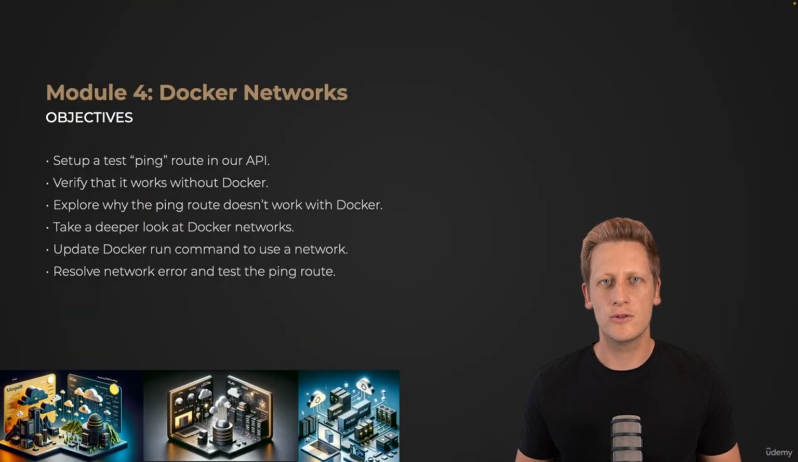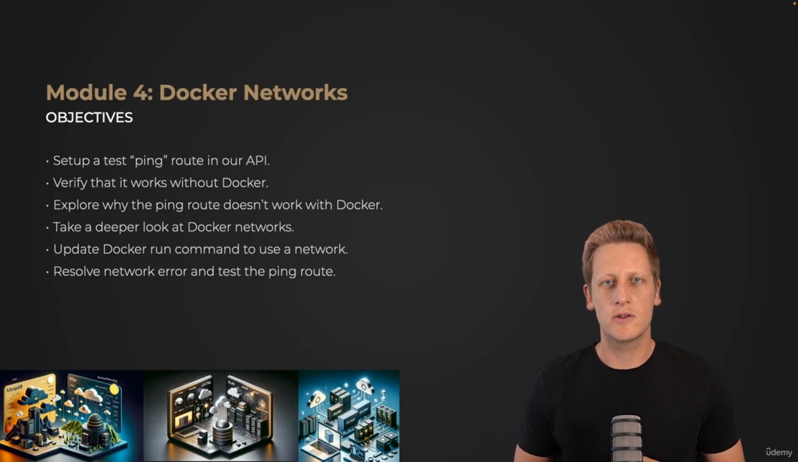The first thing that we're going to do is add some code to our project in order to add a test route that we can create a GET request to. We're going to call this ping. And once we have that set up, then we want to go ahead and test that this ping route works without the Docker setup. So we'll just do a normal startup of our server.